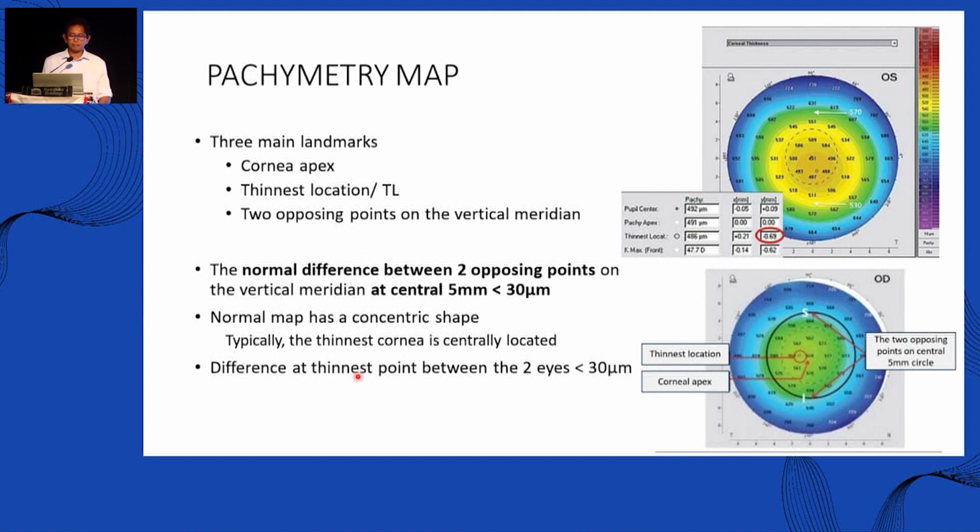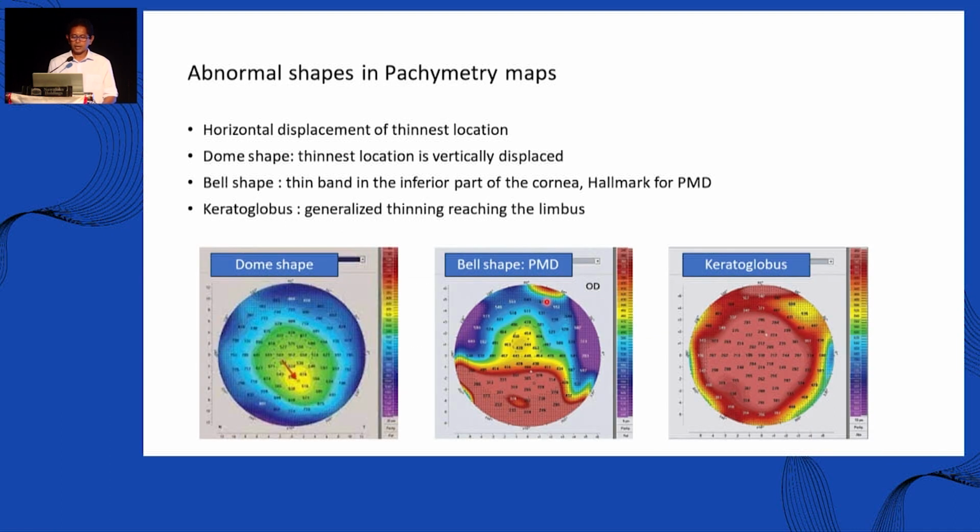So pachymetry maps, again, you look at the pachymetry maps. As I said earlier, look at the thinnest cornea thickness and see whether it is displaced inferiorly more than 0.5. And the normal difference between two opposing points on the vertical meridian at the central 5 millimeter should be less than 30 microns. If that is not there, then it's highly indicative of an ectasia. So these are abnormal shapes on pachy maps: dome-shaped, bell-shaped, which is seen in posterior pellucid marginal degeneration. Keratoglobus will look something like that.